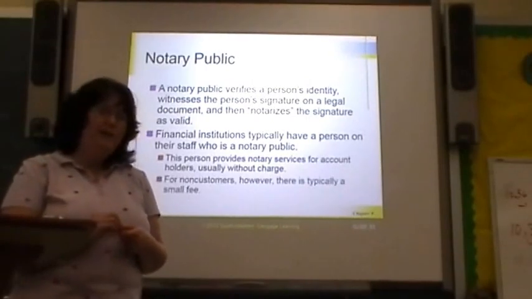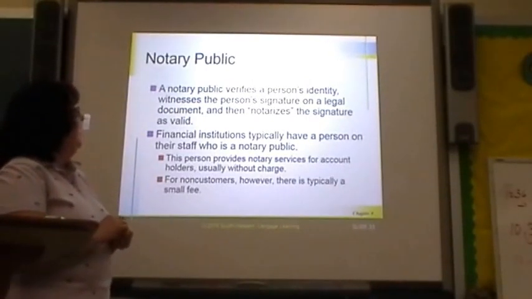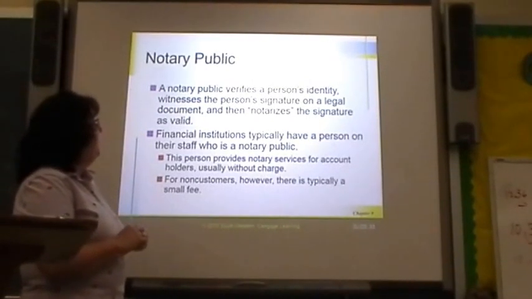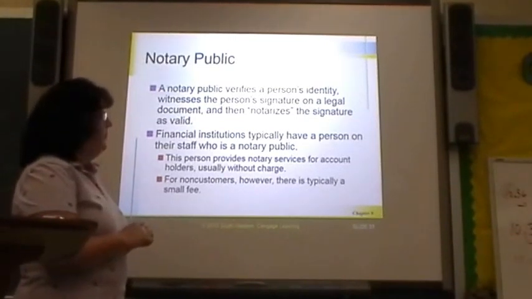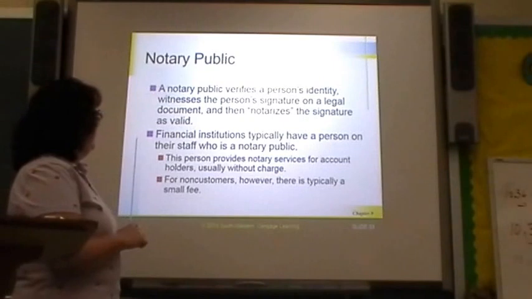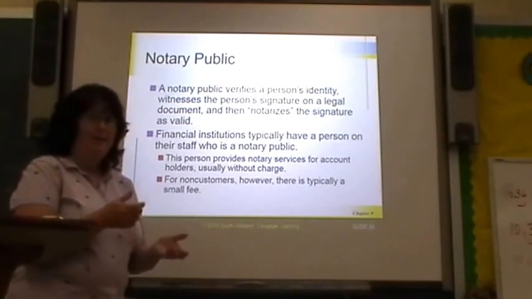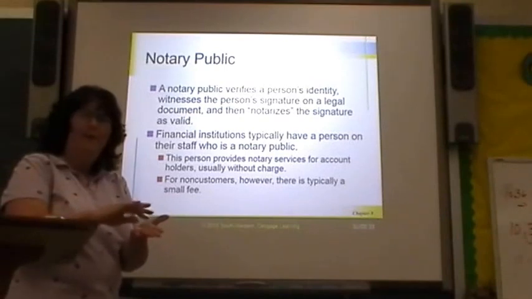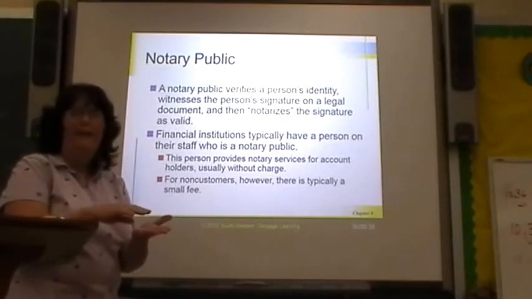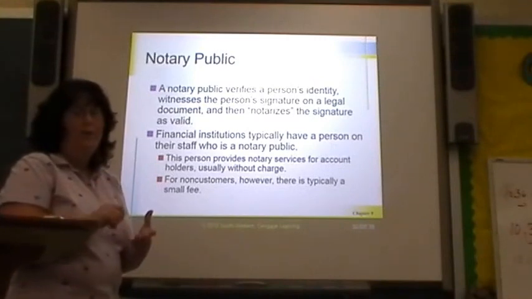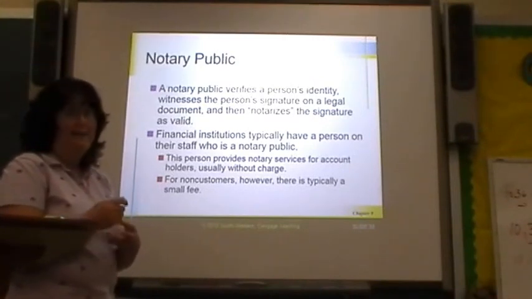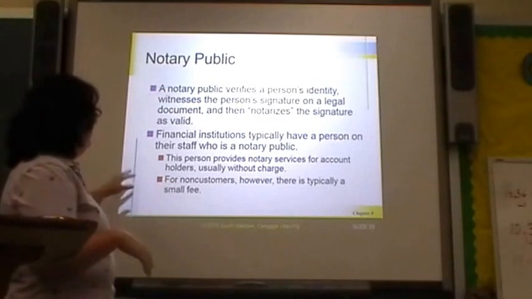They have notaries at the bank. A notary public verifies a person's identity, witnesses the person's signature on a legal document, and then notarizes that the signature is valid. They usually have a stamp, and it makes the paper 3D and raised. And they have a code that they're given by the state that they put next to their own signature.